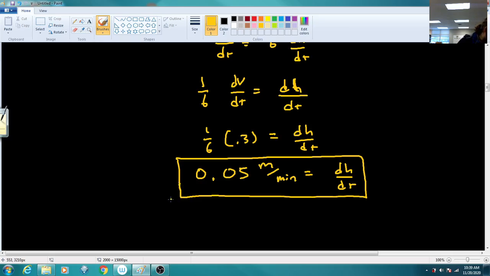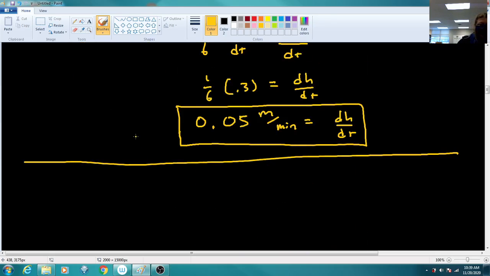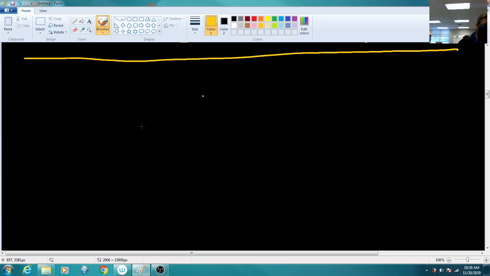Okay, so that one's pretty easy. A lot of what made that one not too bad was that the tank profile stayed 2 by 3 as you went up, which meant the length and width weren't changing with respect to time, so we could view them as constants. The next problem is going to be a little bit different. It's going to have a conical tank, which means the length and width do change as you go up the tank, and that's going to make things a little trickier.